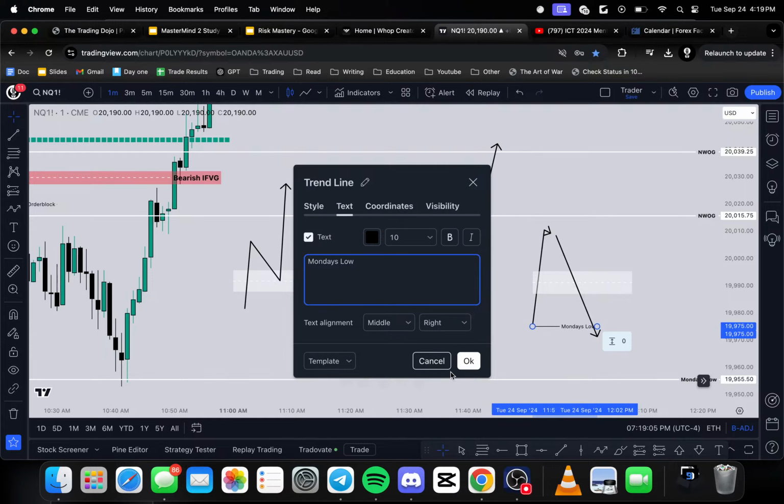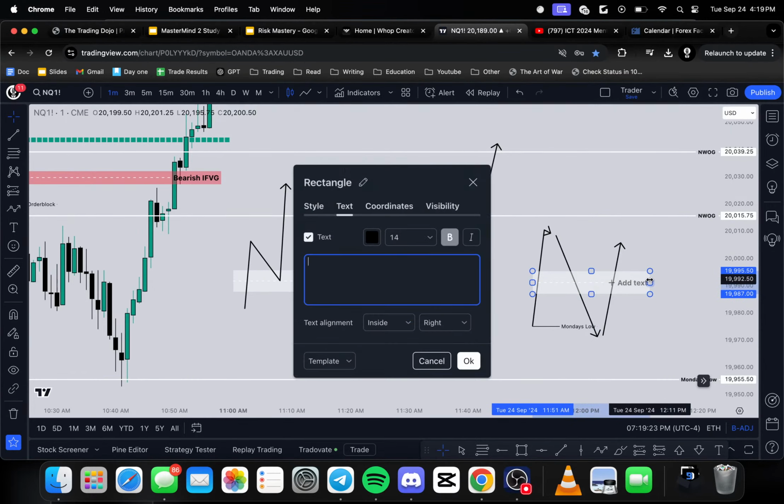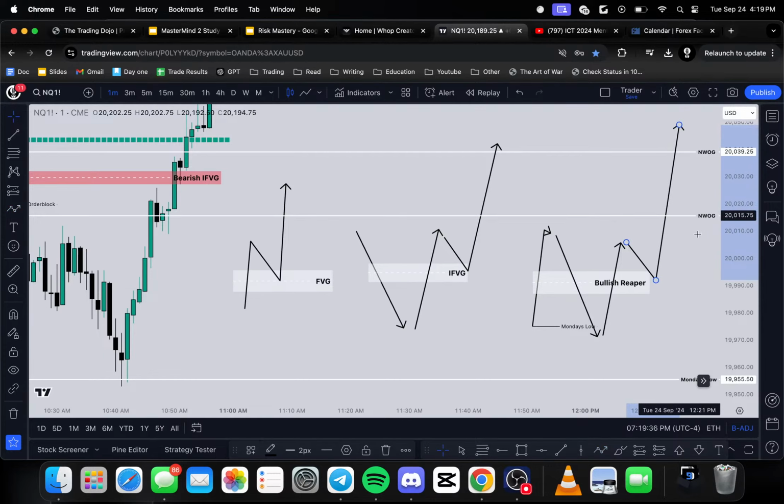Now that Monday's low has been swept, price begins running back up. And once it closes back up right here, we're still targeting a higher target, which would be this new week opening gap. So now this bullish fair value gap, which became an IFEG, gets respected again. This is called a bullish Reaper fair value gap. That's what ICT named it, Reaper fair value gap. And then price comes back into it like this and then goes higher to its new week opening gap target.